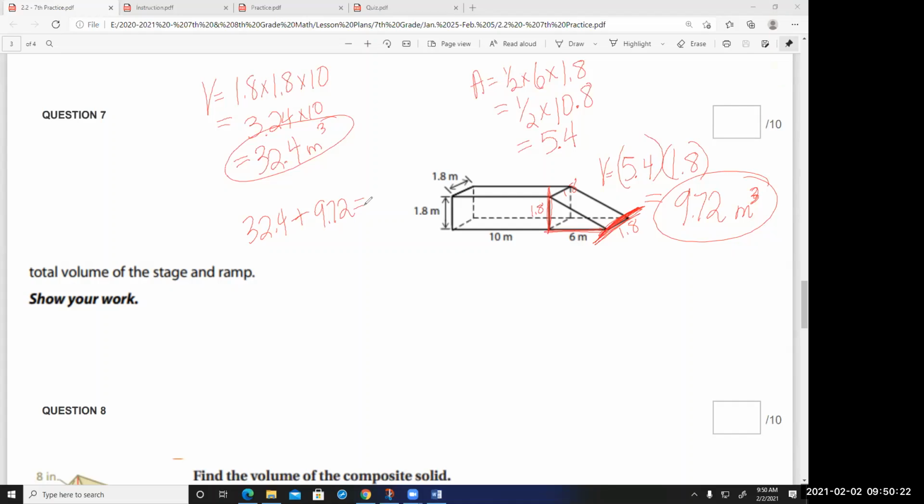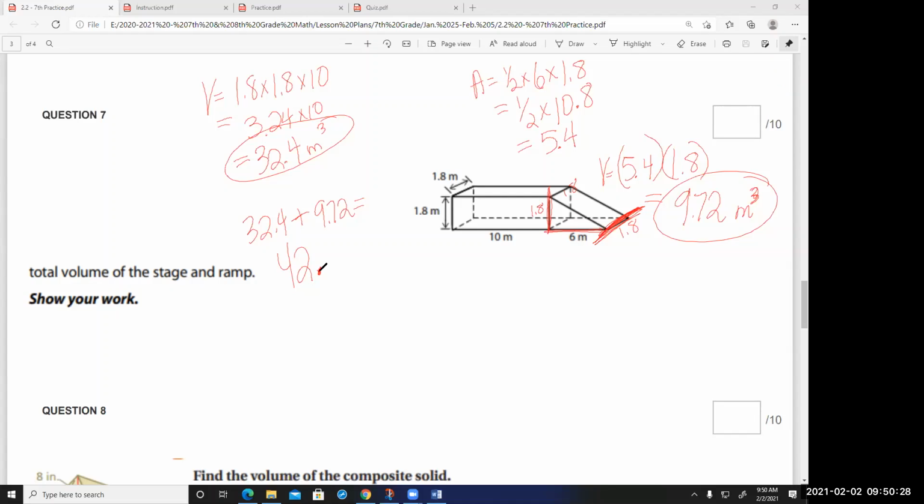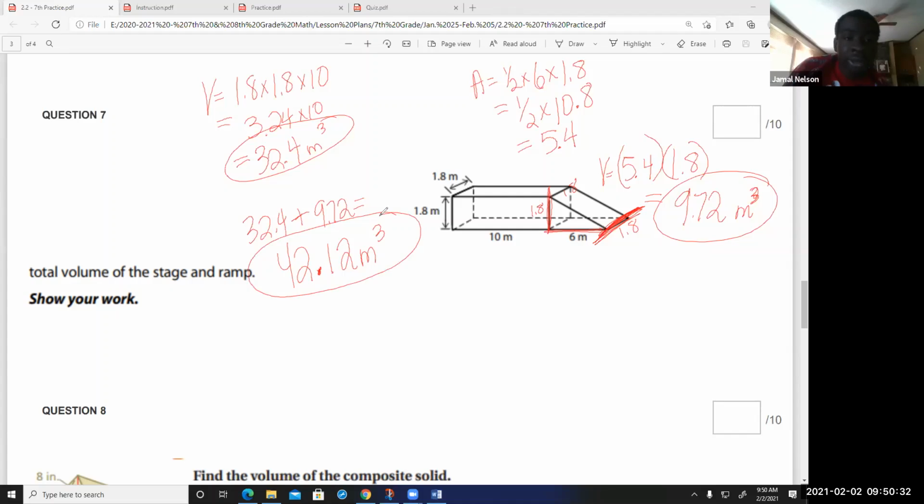All right, 42.12. 42.12 what? Millimeters squared. Yes, millimeters. Millimeters has 2 M's. Any questions about it? No, ma'am.